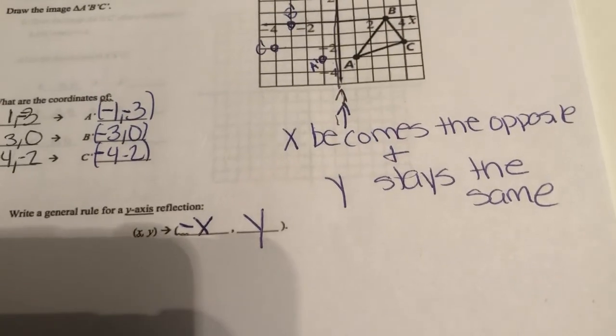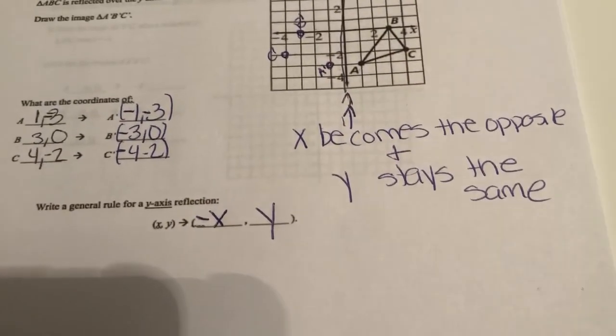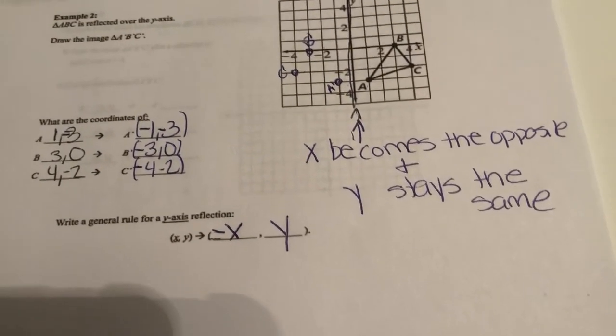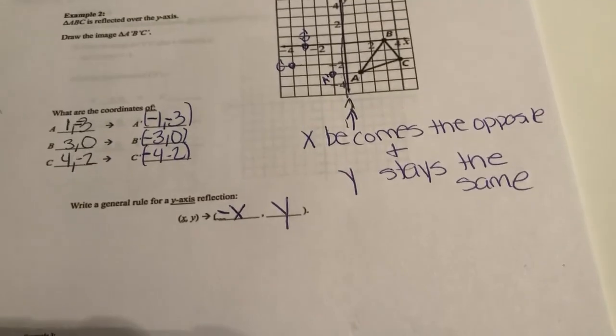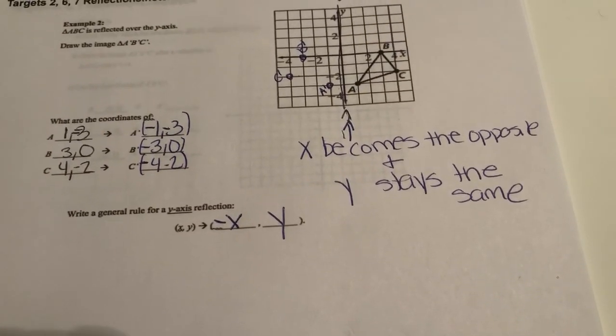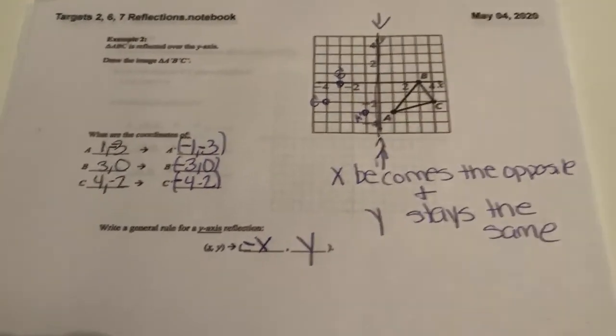Now remember, just because the x is negative doesn't mean my answer is automatically negative. It just means it's the opposite of what the original x is. All right? So let's do some more. We're going to do some more, example 3.